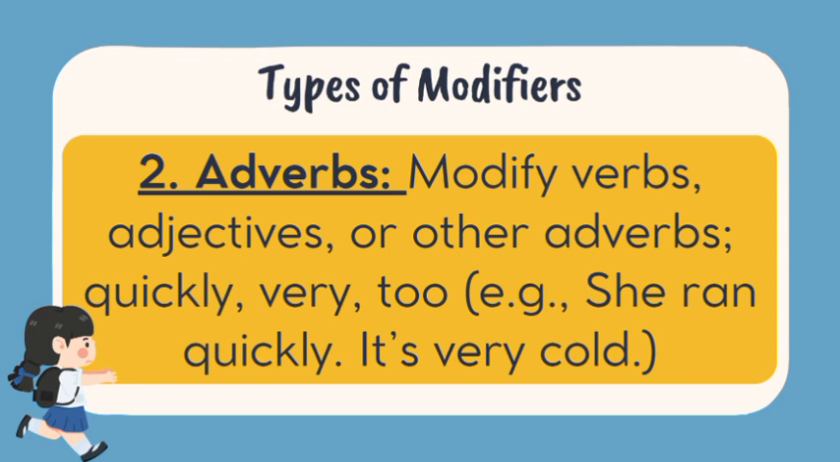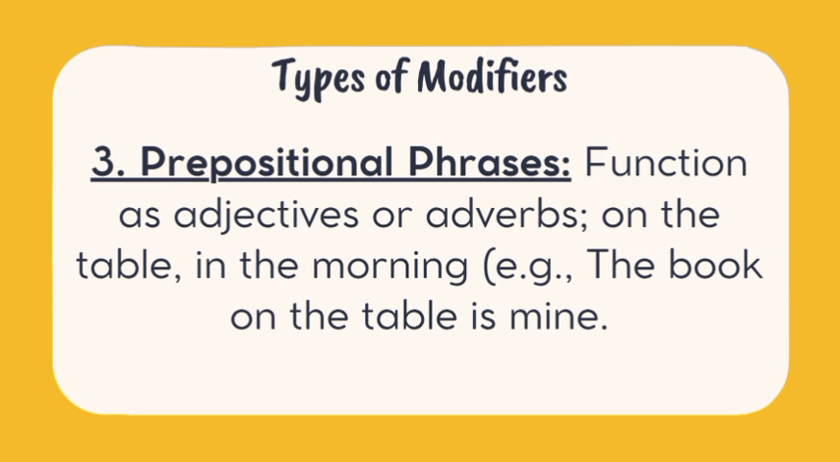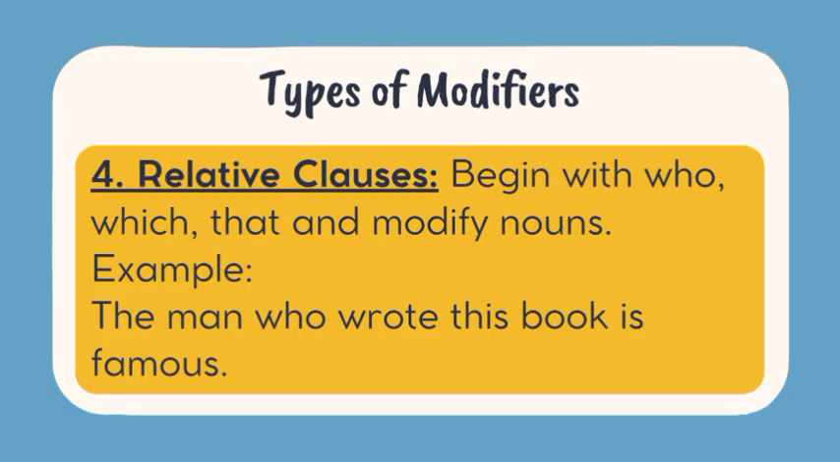The third type is prepositional phrases. Prepositional phrases function as adjectives or adverbs: on the table, in the morning. Number four type, relative clauses, begin with who, which, that, and modify nouns. Examples are: the man who wrote this book is famous.